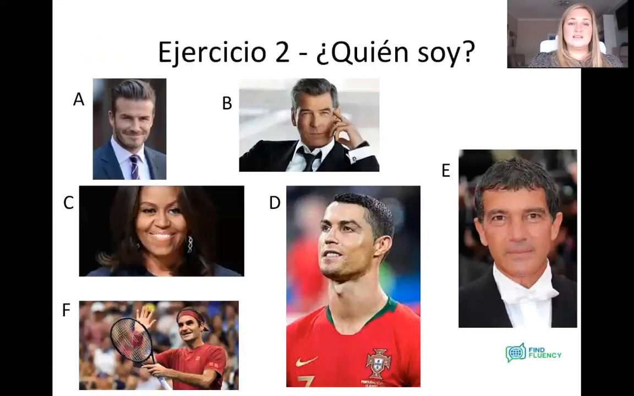Okay, so ejercicio 2, second exercise here. ¿Quién soy? Who am I? Okay, ¿Quién soy? Who am I? So you'll see that I've got 6 sort of celebrities. You might want to take a little note down, numbers 1 to 6. It's a little listening exercise we're going to do. Escuchamos ahora. Okay, so we're going to listen now. A little listening exercise. So list 1 to 6 on your piece of paper if you've got it handy.